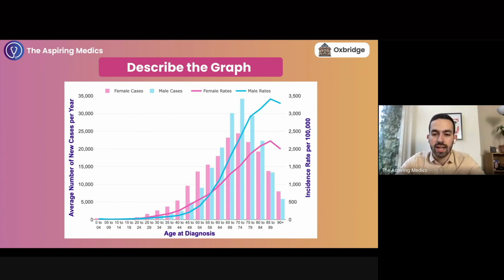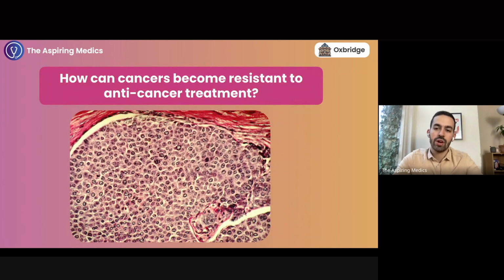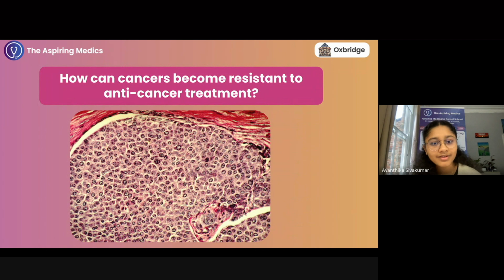So we'll move on to the next and final scenario. How can cancers become resistant to anti-cancer treatment? Right. Well, I don't know this specifically to cancer. What I do know is about antibiotic resistance. I'm not sure if that's similar here. From what I understand, it could be a case of some cancer cells being able to produce proteins or chemicals that are able to maybe counter the drugs that are used in cancer treatment.